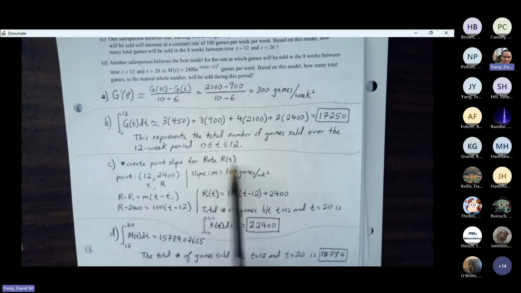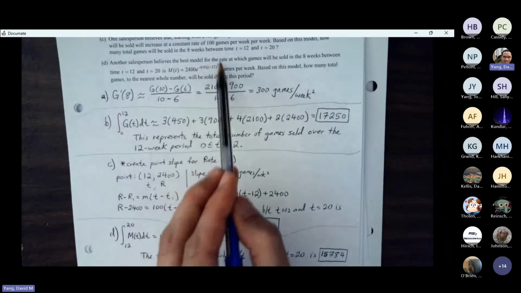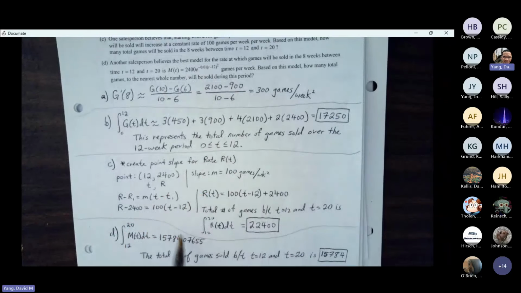Rather than using this constant slope, we have something a little bit more complex, but ultimately it's still trying to do the same thing. It's just trying to predict how many games can be sold between weeks 12 and 20, whether using this model or using this model. But this one we can just enter directly into our calculator. So 15,784 is based on this model. This will be the total number of games sold between 12 and 20.